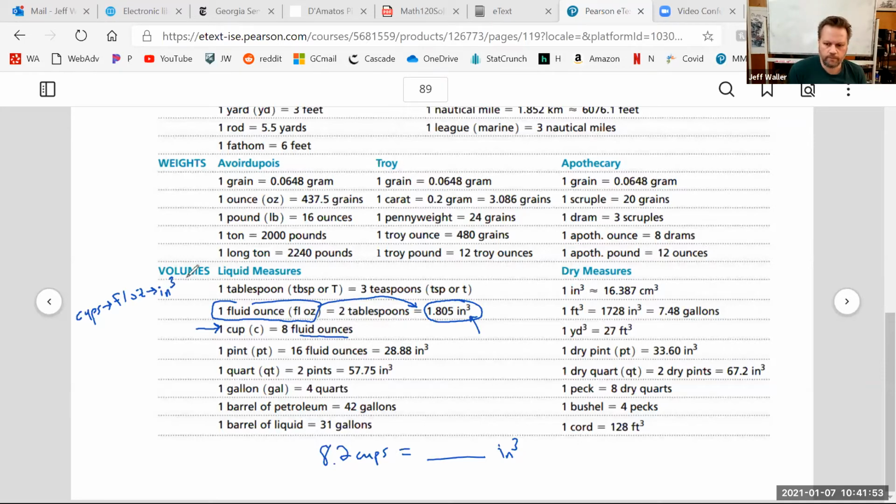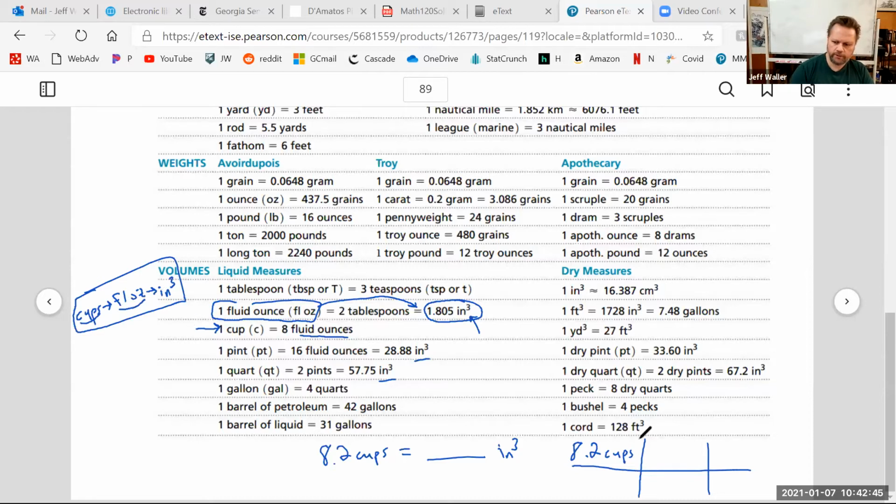I see cubic inches in some other places, but they are further removed from cups. Now, that is one of the most important steps, just figuring out what your path is going to be. Because now you write down 8.2 cups, where you start. And now I know exactly what steps to take. I want to replace cups with fluid ounces. So what unit do I want to kill right now? What unit do I want to kill?